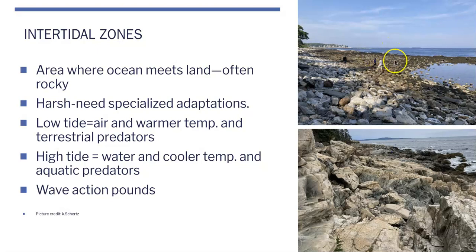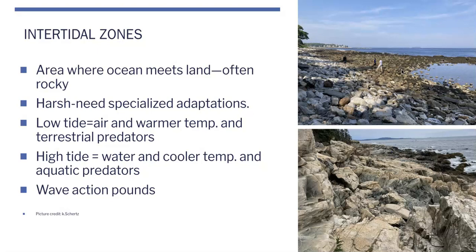So at low tide, you're going to get more sunshine, warmer temperatures, more terrestrial predators coming in. The species that live here in these rocks are going to have to be adapted for air and water, warmer temperatures, colder temperatures, and so you're going to have species that need to have high ranges of tolerance depending on how many hours it spends in the sun, how many hours it spends underwater.